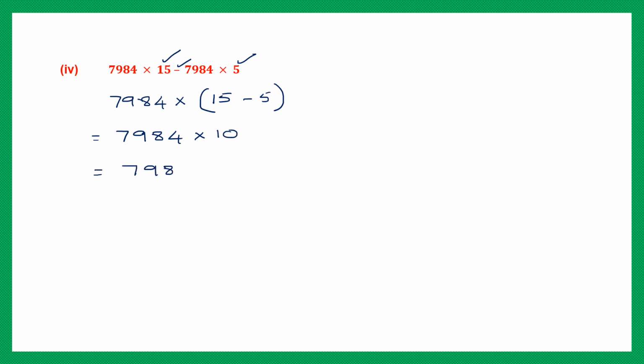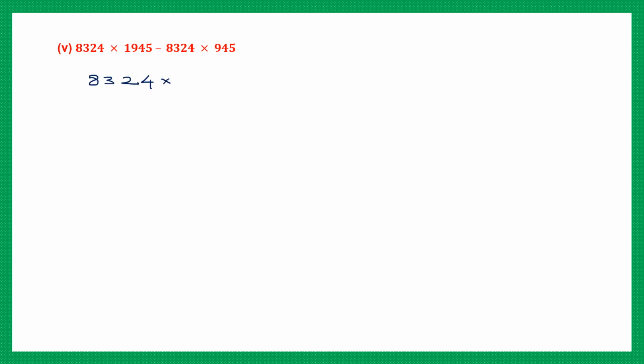7, 9, 8, 4 and a 0. So this is 79,840. So using the distributive property, we've got our final answer. Question 5. 8,324 into 1,945 minus 8,324 into 945. So the number that's repeated is 8,324. So let's write that.